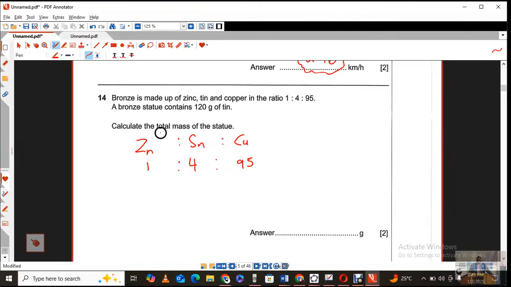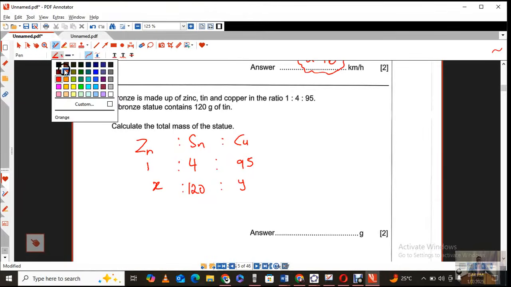Okay, now they are saying a bronze statue contains 120 grams of tin. So what I'll do is I'll put that 120 under the tin. Okay, that's where the tin is. All right, so this one here will be unknown. So they want to find the total mass. So it's what x is, what y is, the sum of x, y, and this 120.